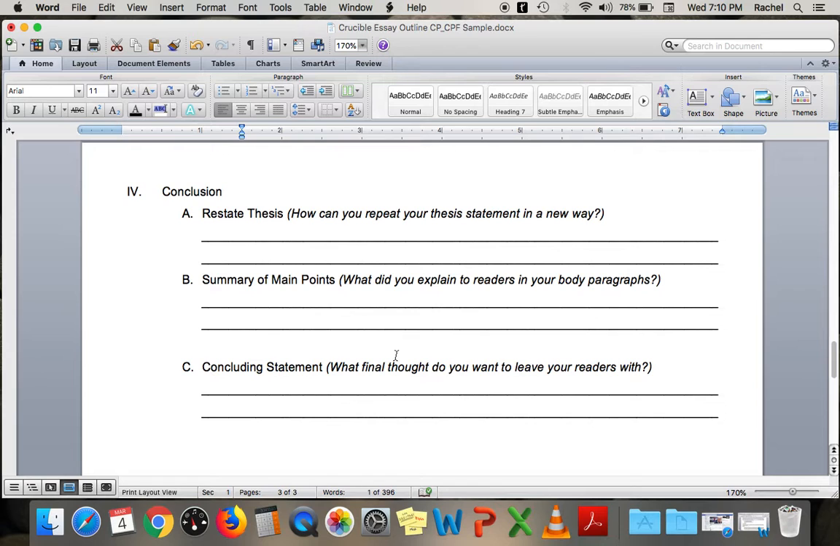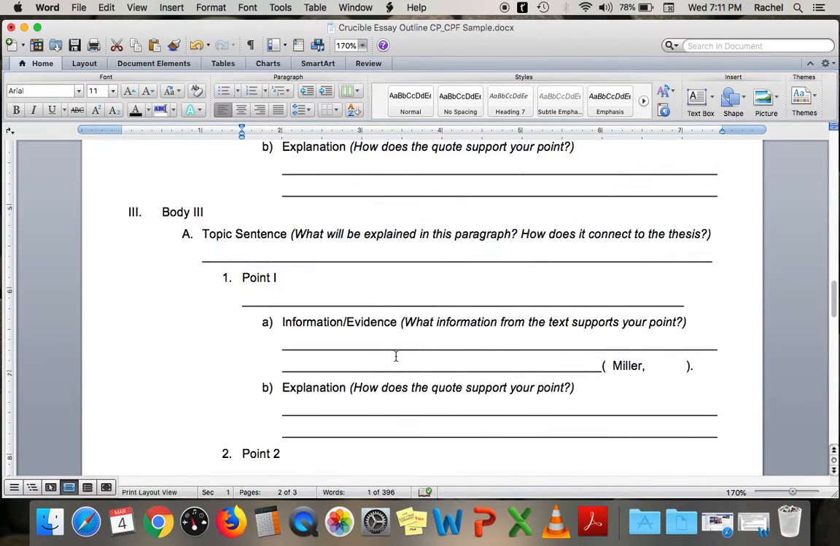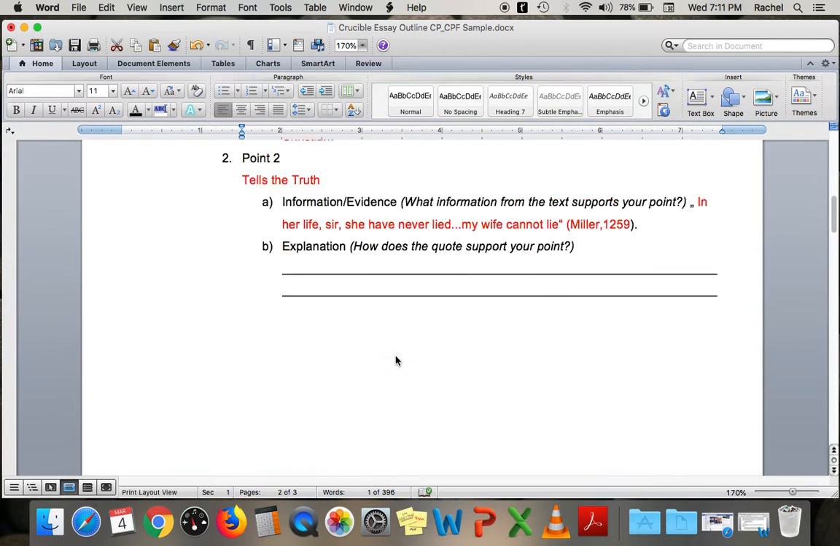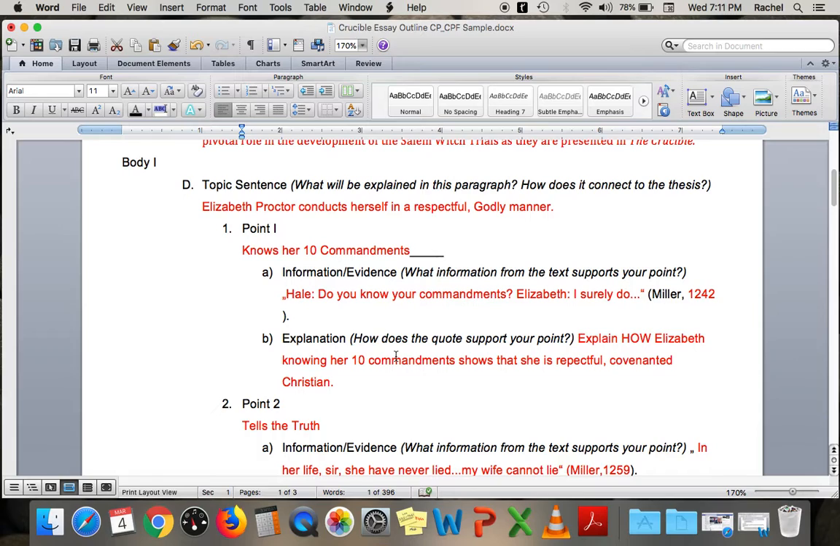You don't need to worry about your conclusion yet, okay? The biggest thing that you need to be focusing on right now is coming into class on Monday with information filled out for body paragraphs 1, 2, and 3. If you need further help, please make sure that you reach out to me on Remind. I hope this helps.